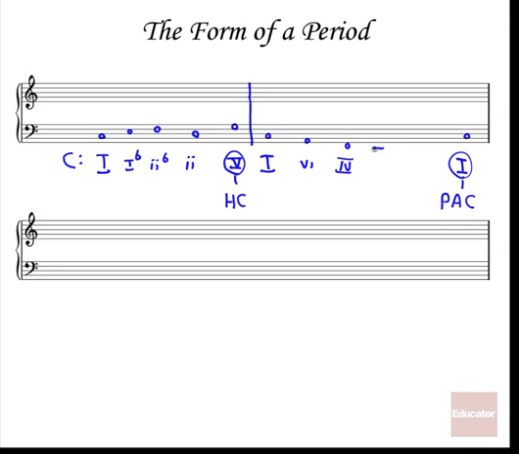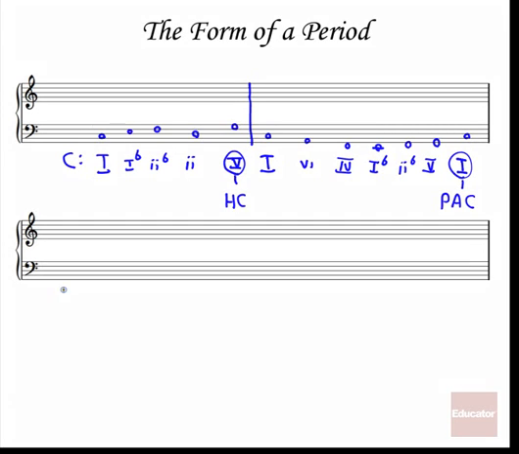and then maybe down to 1, 6, and then to 2, 6, and then to 5 and 1. So again, all I've done is filled in a progression that makes sense leading up to this cadence. And I probably should have put this 5 chord in earlier, since we knew that this was going to be a perfect authentic cadence. So how can we diagram this period here?